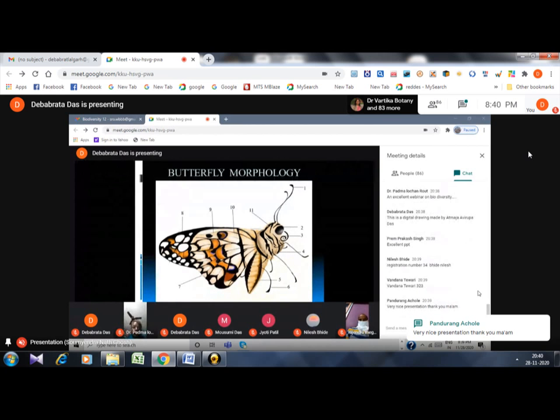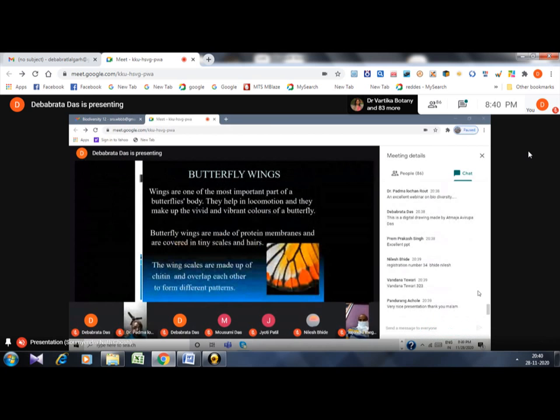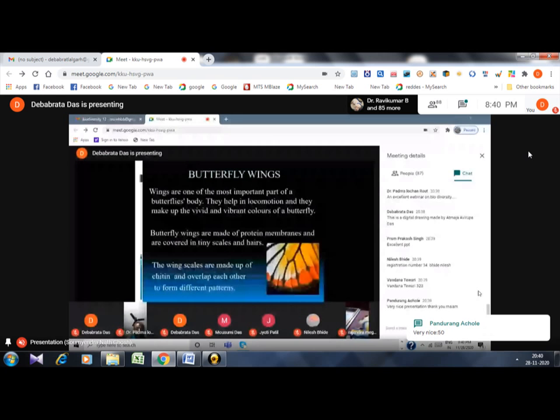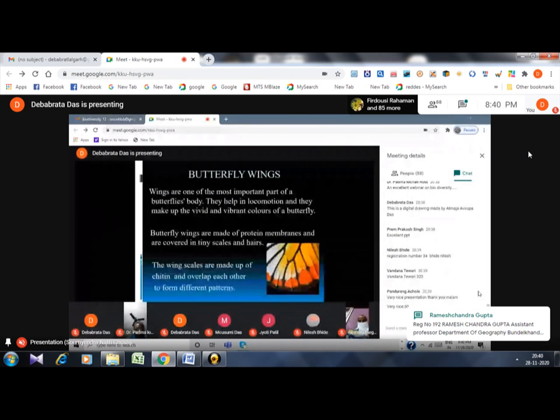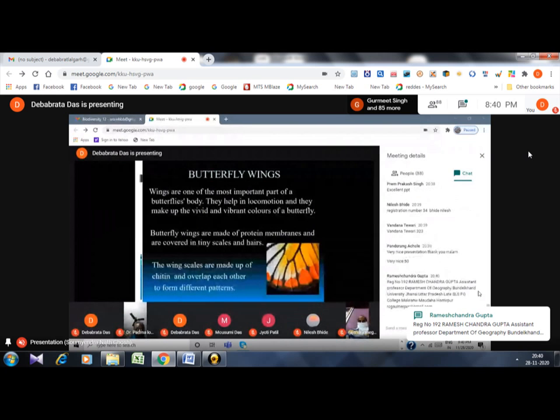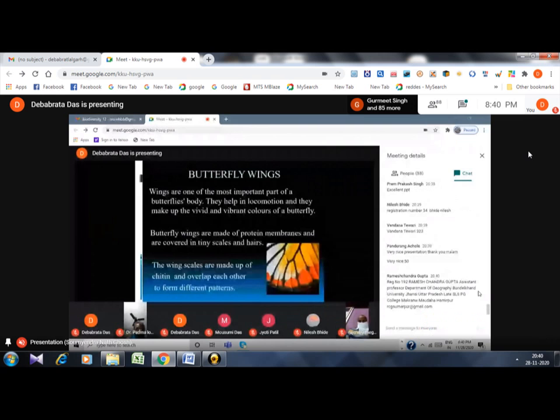Now we come to butterfly wings. We know the butterfly flies from flower to flower, and without flying it cannot go anywhere. So wings are one of the most important parts of a butterfly because without wings they cannot go from here to there. The wings are made up of protein membranes and they're covered in tiny scales and hairs. In the picture is a painted lady. In that picture you can see very frizzy structures. Those are the wing hairs. And the color of the wings is made by the wing hairs only.